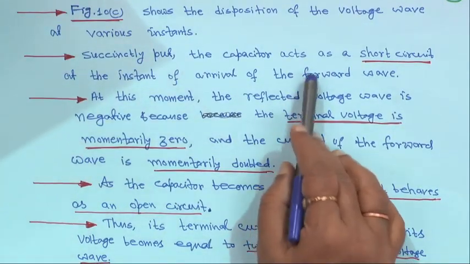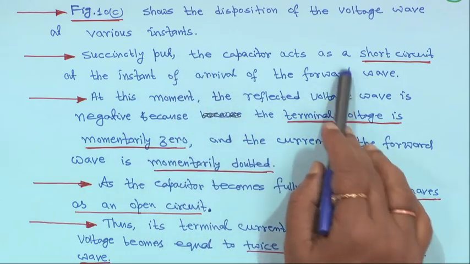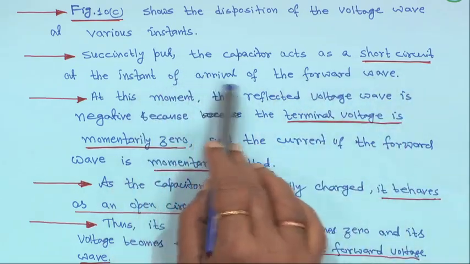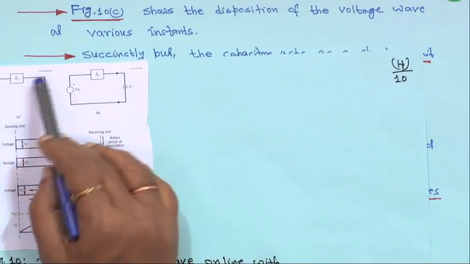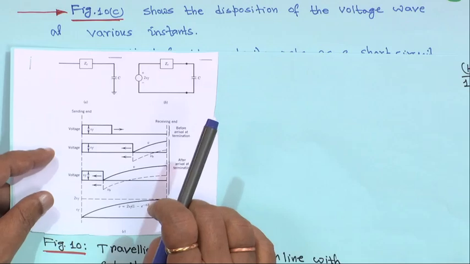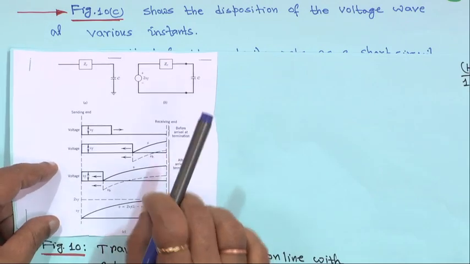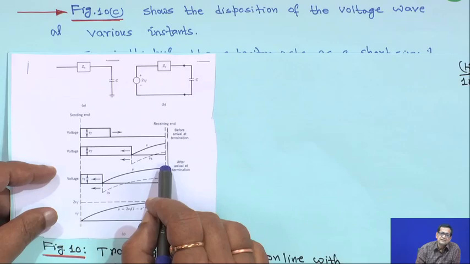If you logically try to interpret it, the capacitor acts as a short circuit at the instant of arrival of the forward wave. That means, while we are discussing travelling waves, where so many shunt capacitors are there, instantly the capacitor will be short circuited, and the inductor will be open circuited.